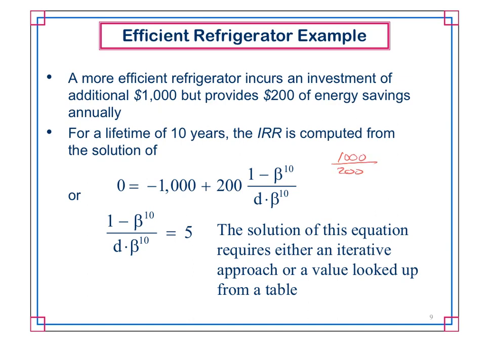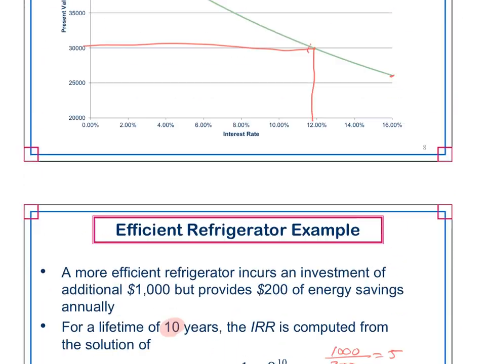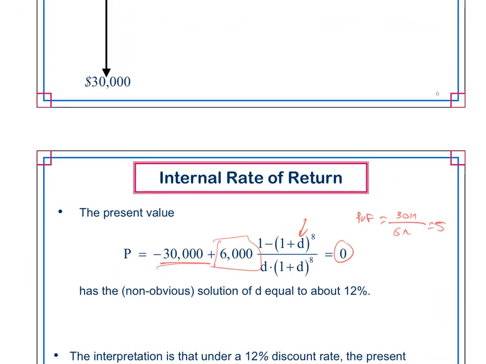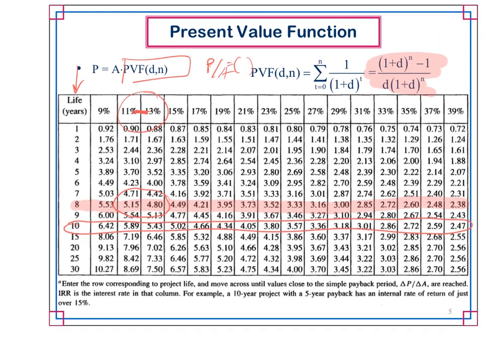divided by 200, which is equal to 5. So again, I have another value of 5, but what's different now is my lifetime. My lifetime is 10 years, not 8 years. So I'm going to go back up to my table, and I apologize for continuing to scroll back and forth, but with this technology, it doesn't work well.